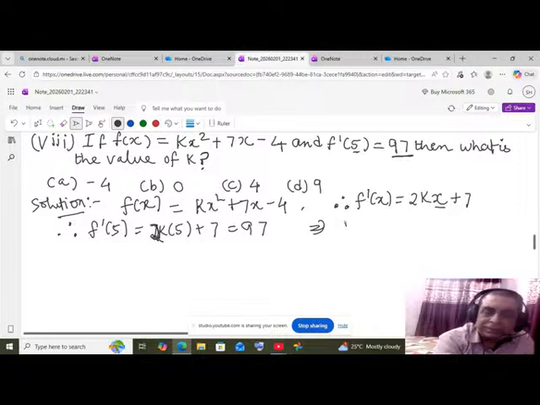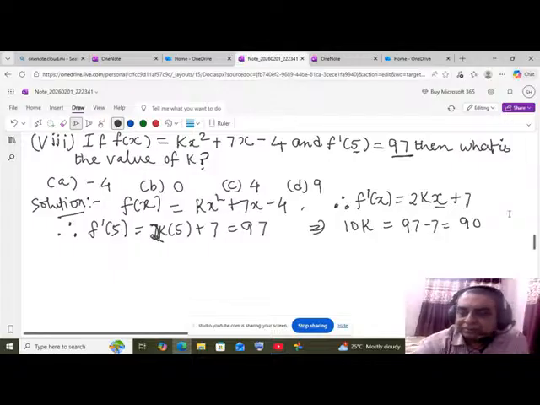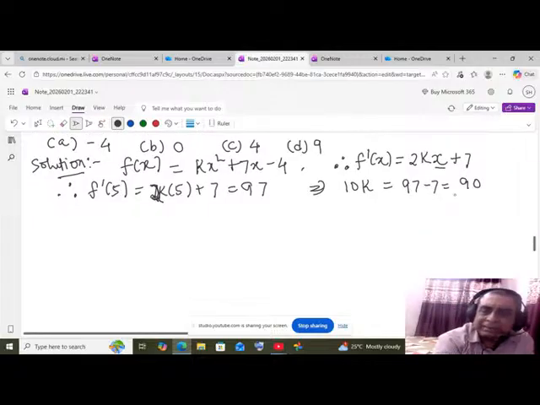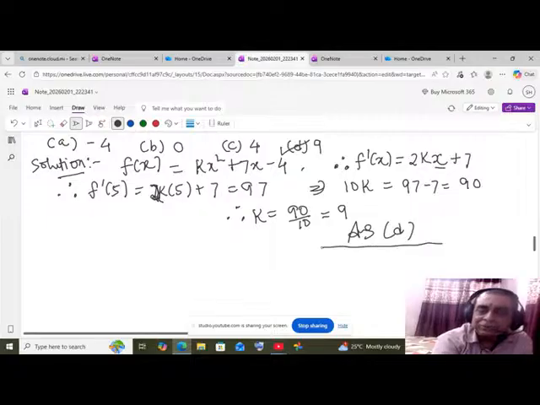2 times pi is 10, so 10k plus 7. Moving 7 to the right side, it is 97 minus 7, which is 90. So 10k is 90. So what is the value of k? Taking 10 from the left to the right, 90 divided by 10, the k value is 9. Now the correct choice is number D. So the answer is D, and the k value is 9.